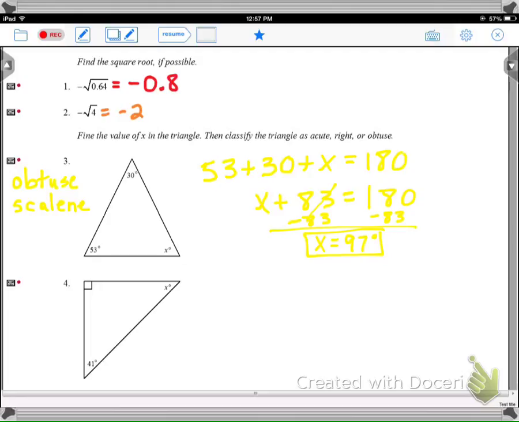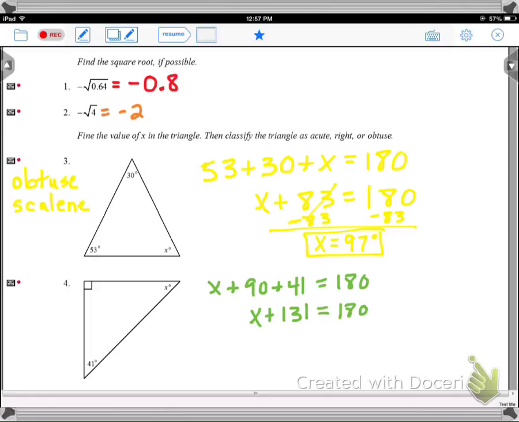Alright, and then for number 4, I have to do the same thing. Again, I have 3 angles because it's a triangle. I know this one's 41. This one has a little square. That means it's a right angle, so I know it's 90. And this one's x. So I have x plus 90 plus 41, and all of that should equal 180 degrees. So I've got x plus 131 equals 180.